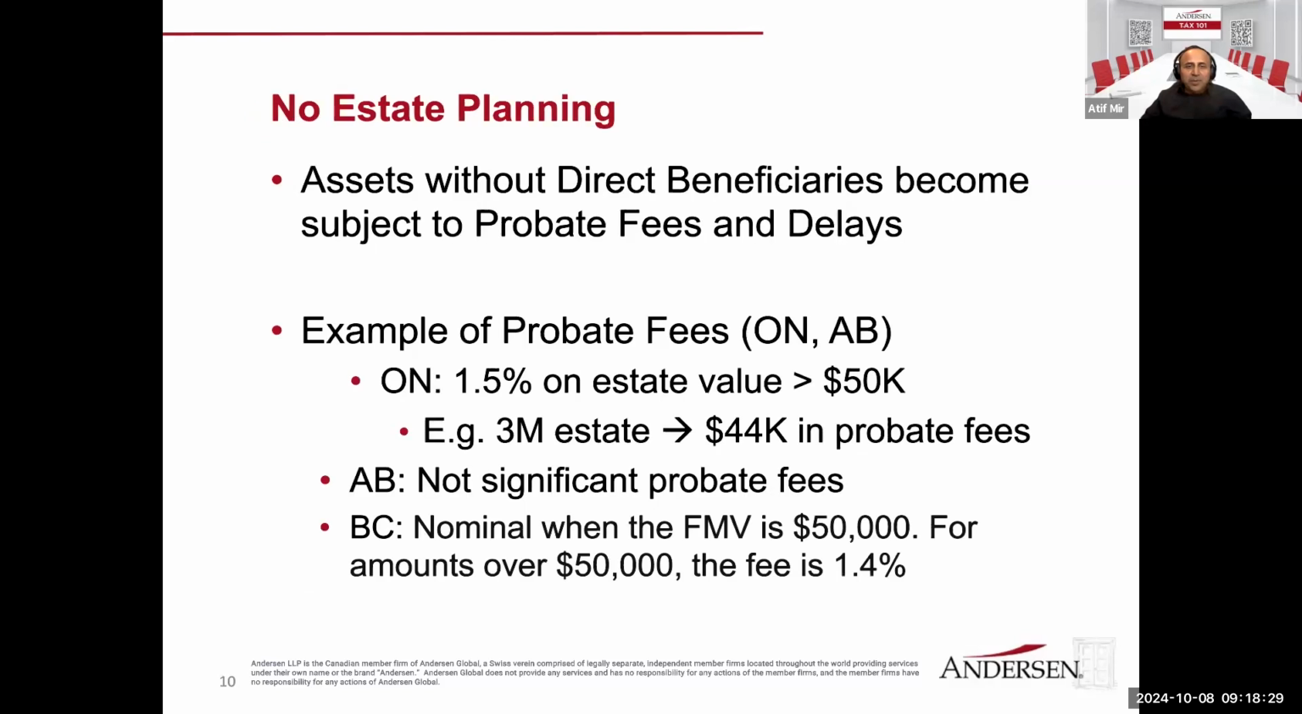Now, if there is no estate plan, there are other plannings we can do to fix the tax consequences. If you have assets like RRSP, RRIF, and there are no direct beneficiaries, they become subject to probate fees and delays, and there are other assets, investments, and properties that you have to be careful about. So Zach, why don't you talk about how the Ontario rules work, and I'll briefly touch upon the Alberta and BC.